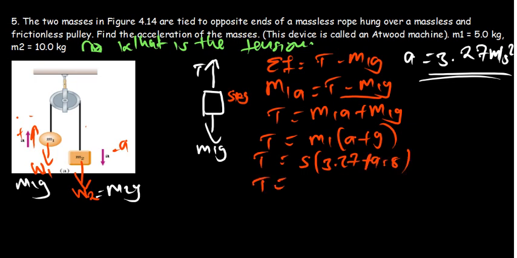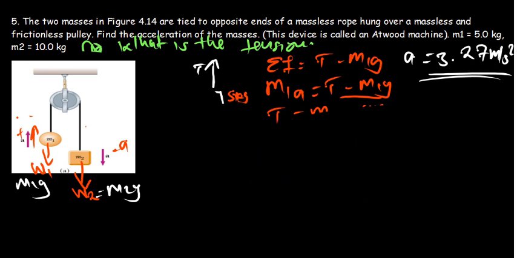Okay, so we are going to get 3.27 plus 9.8 and times 5. So I'm getting my tension as 65.35 newtons. That is my tension. What if I get M2? Do you think we can also get the same answer? Yes. Let's try. Let's prove it now.